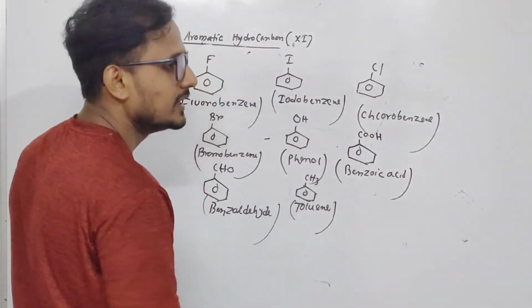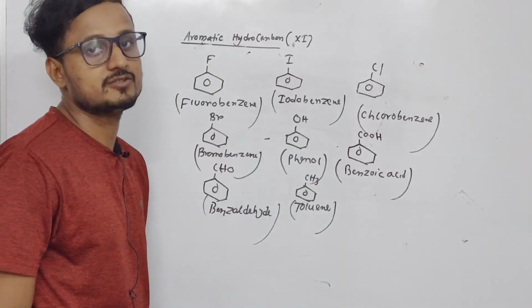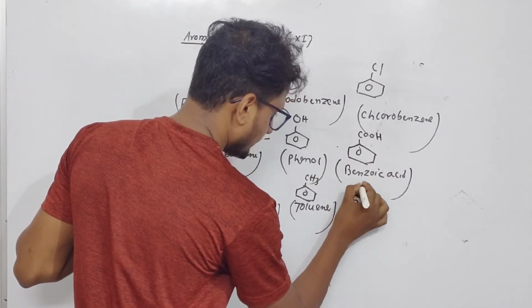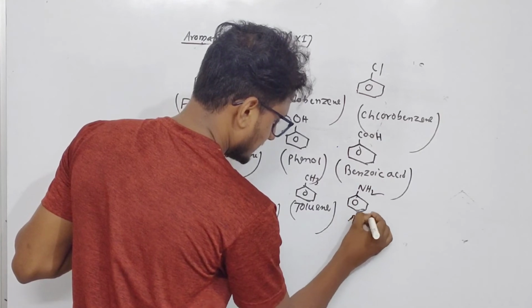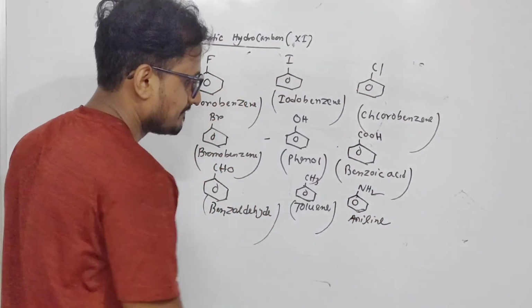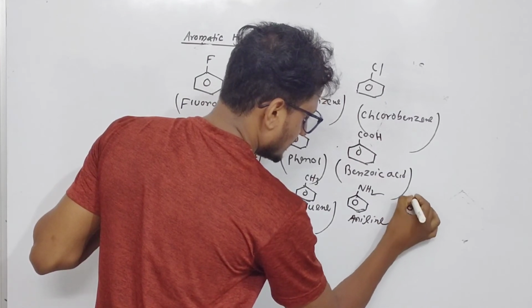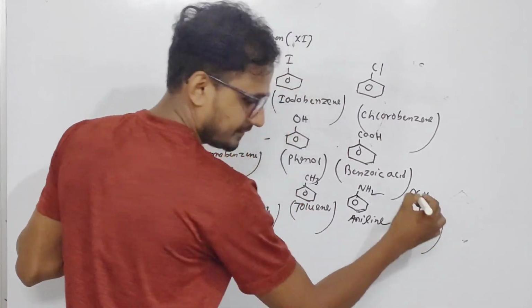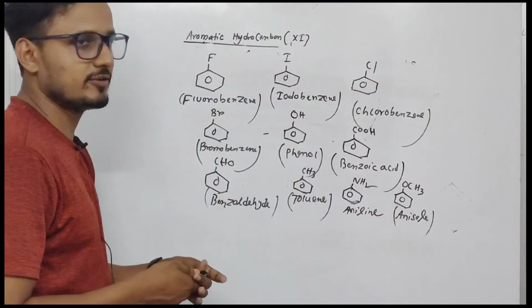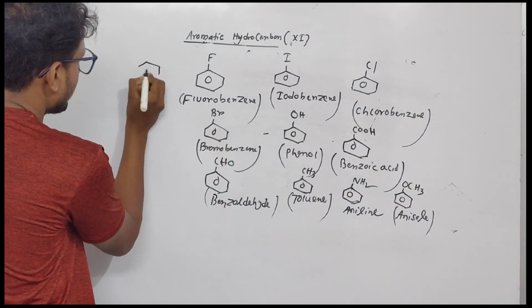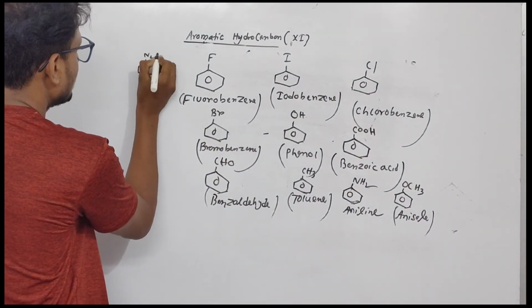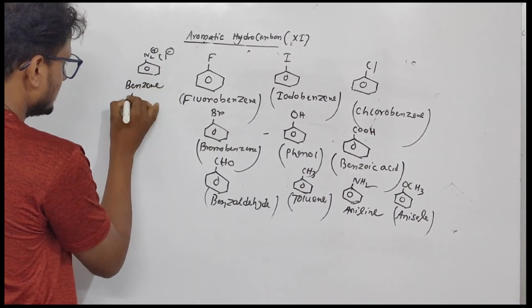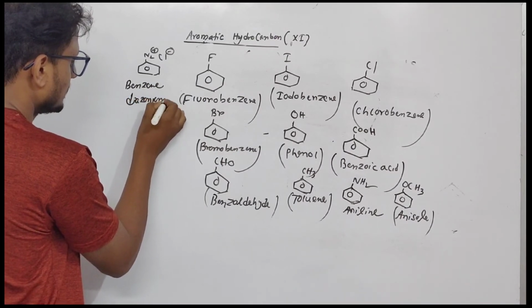Very important compound, and we will learn how to prepare this compound also. Toluene. Benzene with NH2 is called aniline. Okay. Benzene with OCH3 is called anisole. In the same way, if an N2+ Cl- group is on the benzene, then it will be called benzene diazonium chloride.